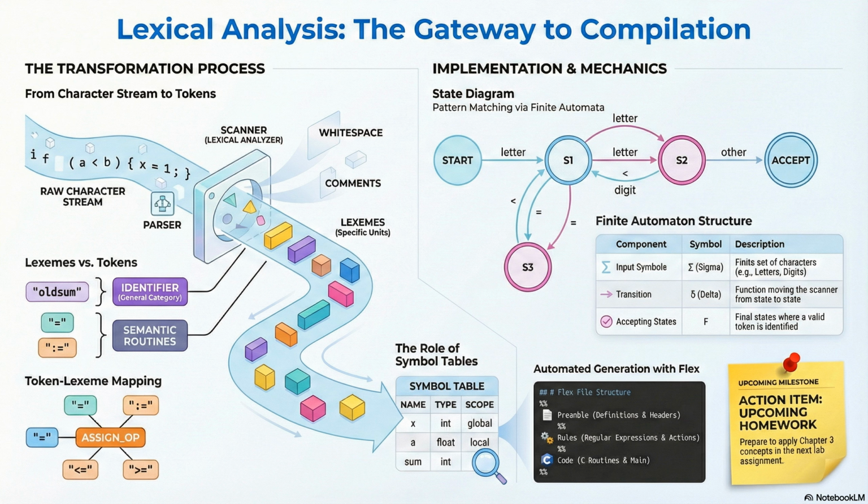Think of it as a board game or a flowchart. You have a bunch of circles drawn on a page. We call these states, and you have arrows connecting them. Okay, paint the picture for me. I'm the computer, I'm the scanner, I'm reading a file. Okay, let's walk through it. You start at the start state. It's a blank slate. You read the first character. Let's say it's a letter, I. Got it. The diagram has an arrow labeled letter pointing to a new state. You follow it. Now you are in the identifier state.